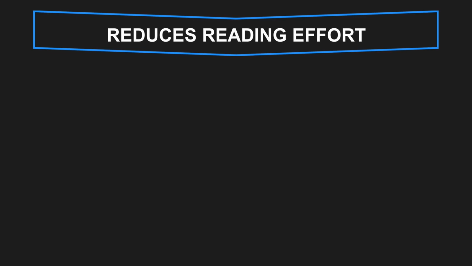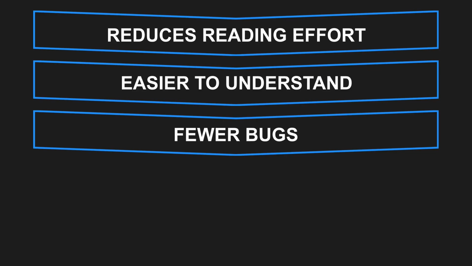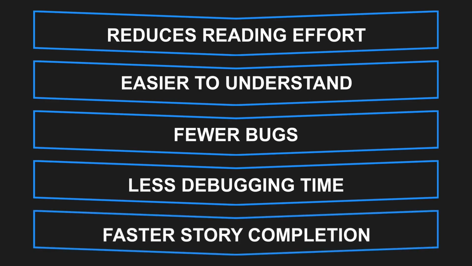Readable code reduces the cognitive effort needed to understand it, eliminating the need to translate what we see on the screen into meaning. This increases the likelihood of fully understanding the code, which means fewer bugs introduced during changes. Fewer bugs simply mean less time spent debugging. Ultimately, this leads to faster story completion.